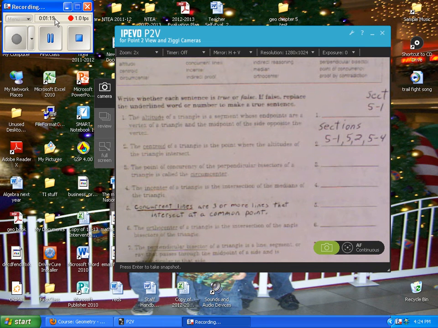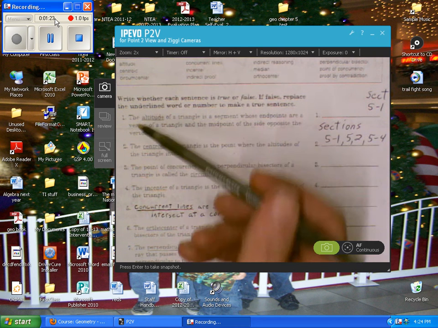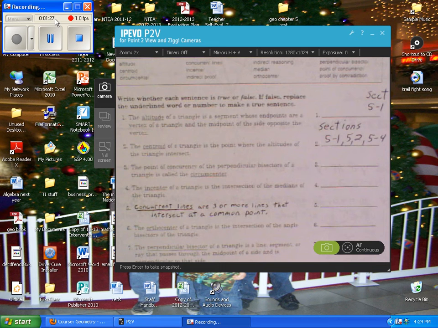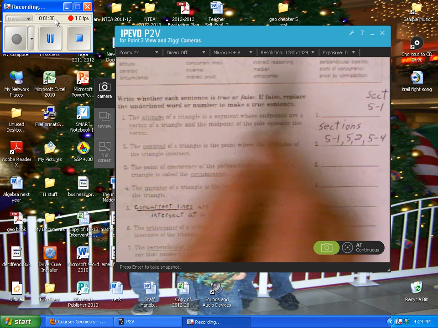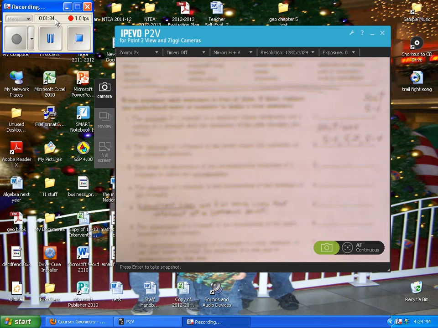And again, put true or false in the blank, and if it's false, put in the correct word from the vocab box at the top here.